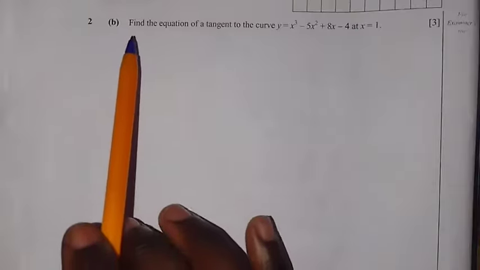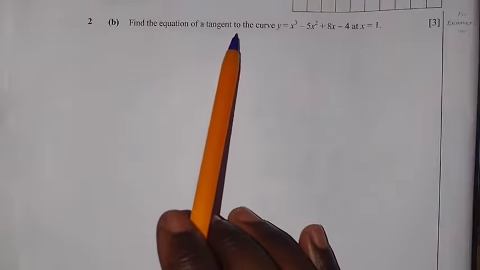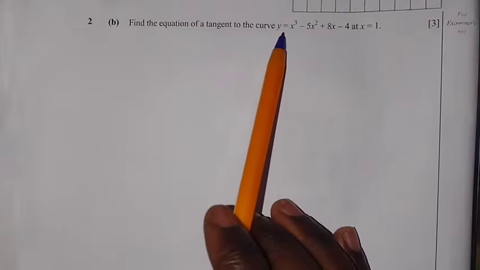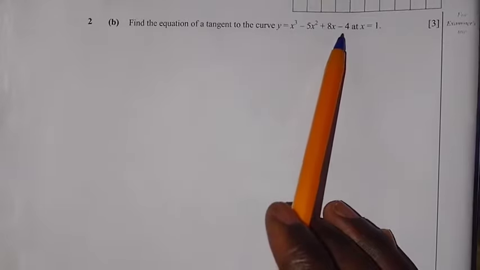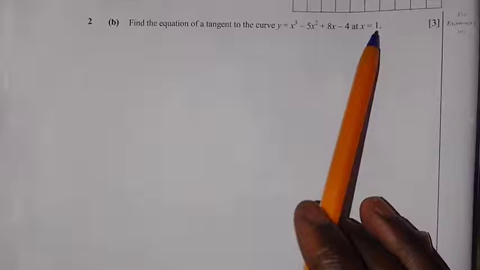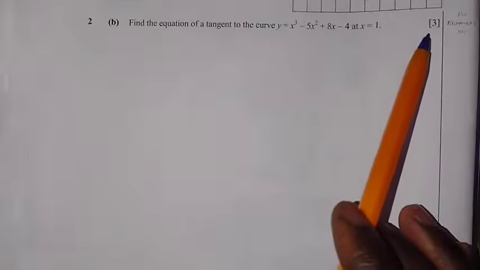All right, so this is our question 2b now. So our question 2b reads, find the equation of the tangent to the curve y is equal to x^3 minus 5x^2 plus 8x minus 4 at x is equal to 1. So this question was carrying 3 marks.